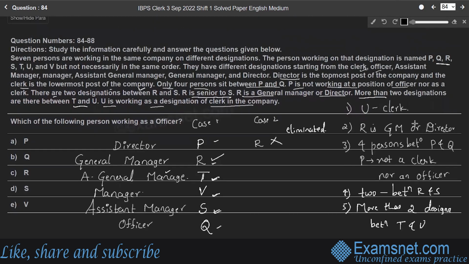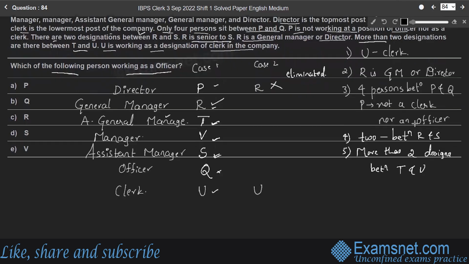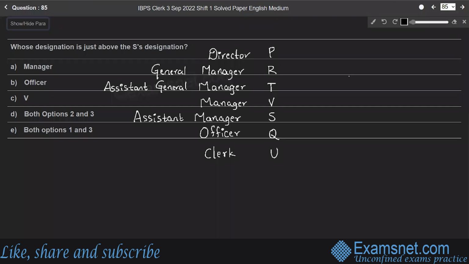So question 84. Which of the following person working as a officer? So Q is working as an officer here, right? Therefore, option B is the right answer. Question 85. Whose designation is just above S designation? Here, S designation is assistant manager. So whose designation is above S designation? V's designation, which is manager, right? So V's designation is just above S designation.